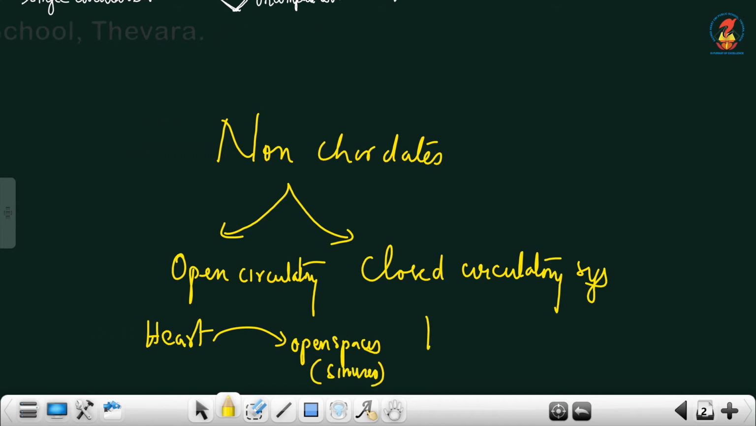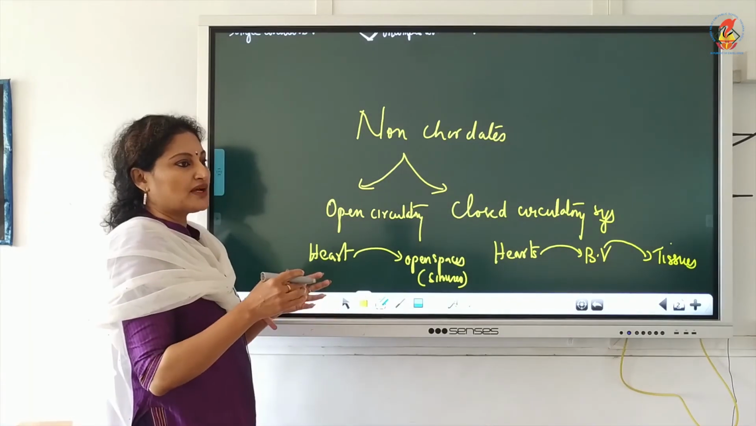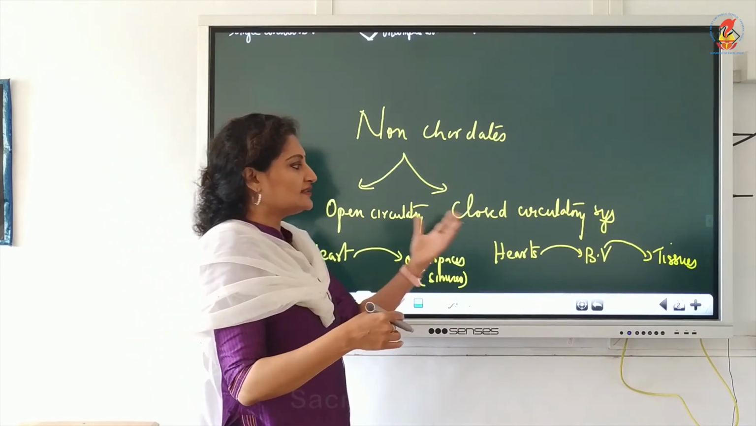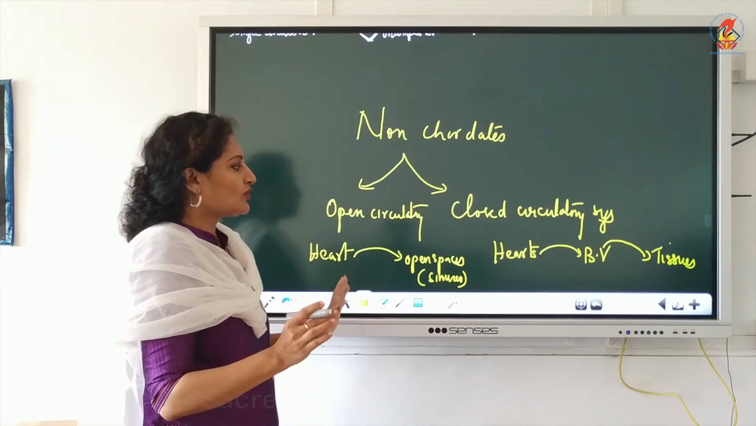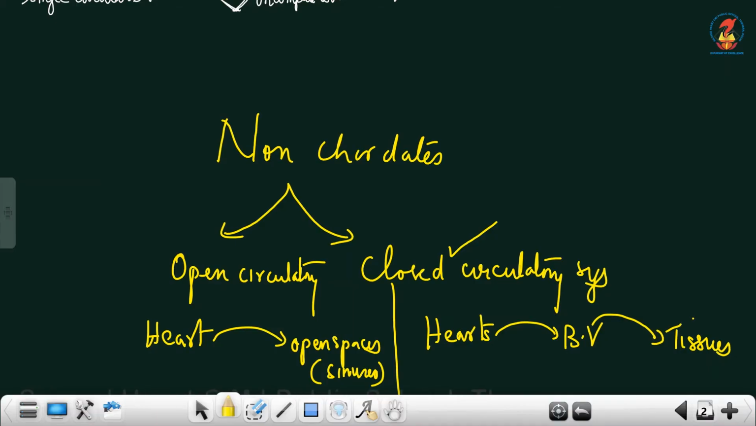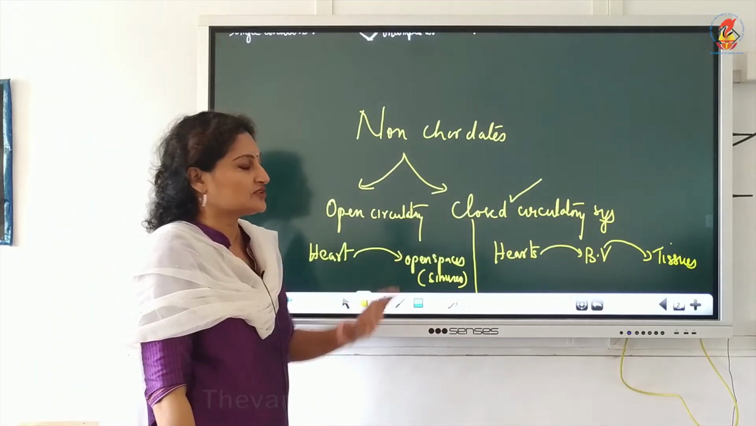Whereas in closed circulatory system, the heart pumps blood into blood vessels, and from the blood vessels only they are supplying the tissues. So in the closed circulatory system, the heart is pumping blood through blood vessels, namely the two types of blood vessels, veins and arteries, and these are supplying the tissues. Here we can see that the closed is very efficient because the flow of blood is regulated, and also the pressure of the flow of blood is high. So it's an efficient pathway.